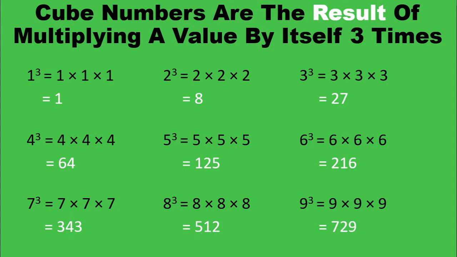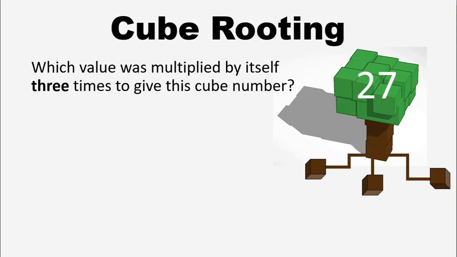You should already be familiar with what cubing a value means. It means multiplying that value by itself 3 times. You worked out these cube numbers so that you could recognize them if you saw them again. So let's try and put what we know about cube numbers into practice here. Which value was multiplied by itself 3 times to give this cube number?